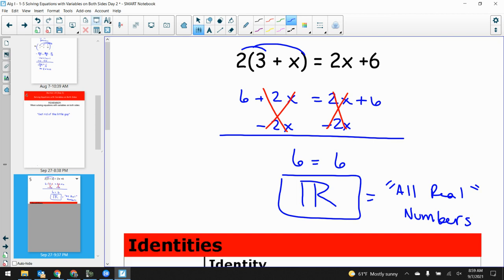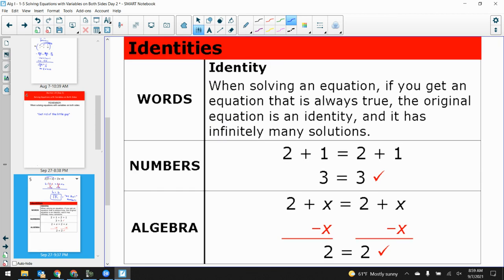That's called an identity. When solving an equation, if you get a true statement in the end, if you get an equation that is always true, the original equation is called an identity, and it has infinite solutions. Meaning anything that you could possibly plug in would be a solution, as long as you get a true statement in the end, where it's like 2 is equal to 2, or 6 is equal to 6.